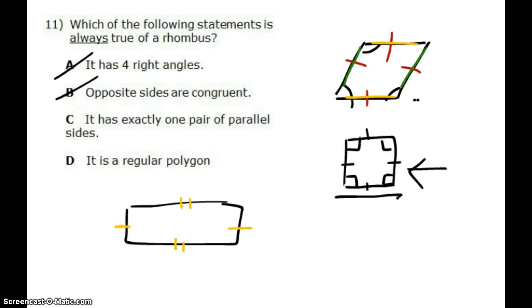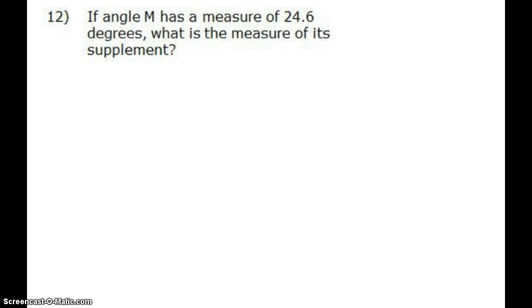It has exactly one pair of parallel sides. Well, this side is parallel to this side, but also this side is parallel to this side. So exactly one pair? No. It has two pairs of parallel sides. Alright, so then the only answer is D. It is a regular polygon. What does regular mean? It means all sides are congruent, and that is a defining characteristic of a rhombus. All sides are congruent.